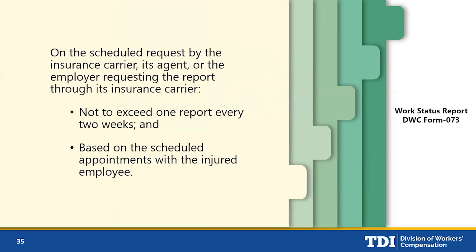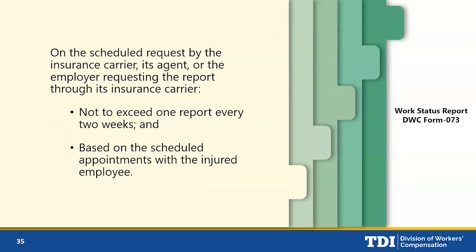There's one last time that it could be required, and that is a request by the insurance carrier. And it can't exceed one report every 2 weeks, or it has to be based on the scheduled appointments that you have with that injured employee. So those are the times that you can bill and be reimbursed for a work status report. There is billing allowed for the work status report. It's a CPT code 99080, modifier 73, and it's $15.